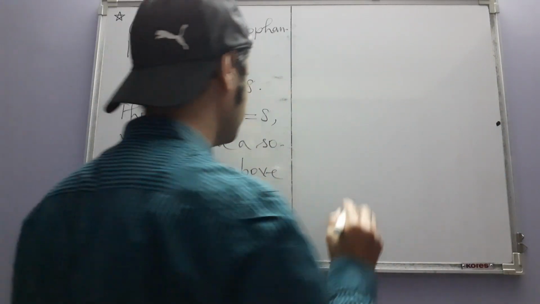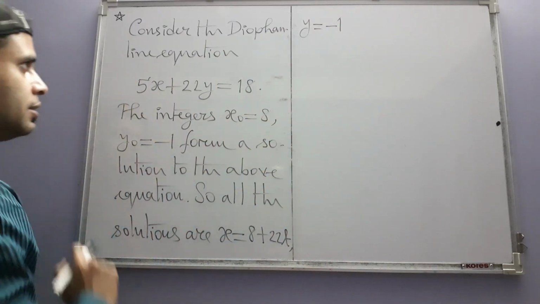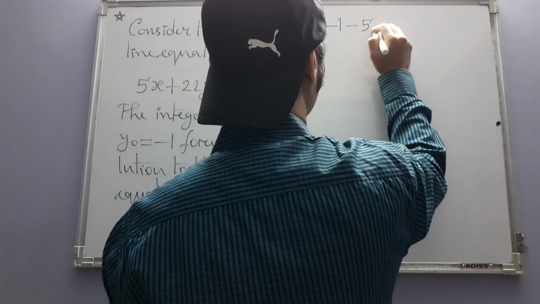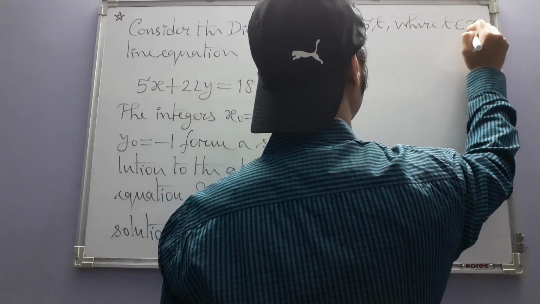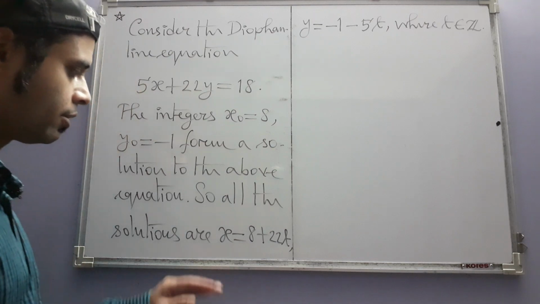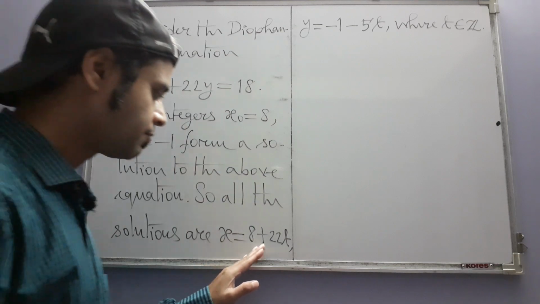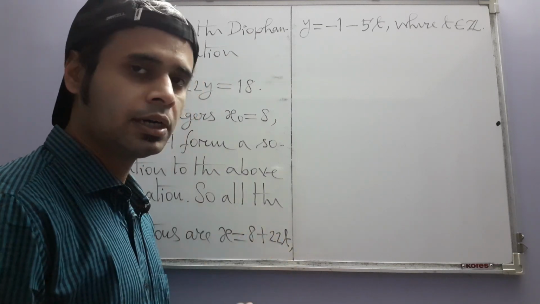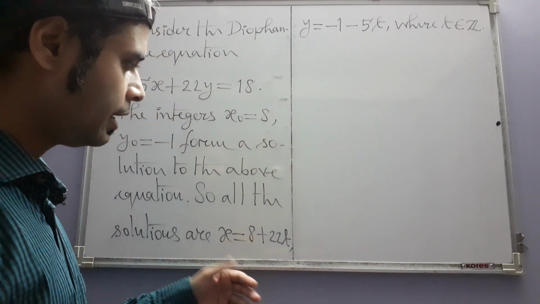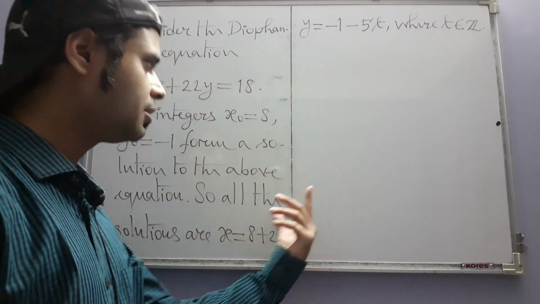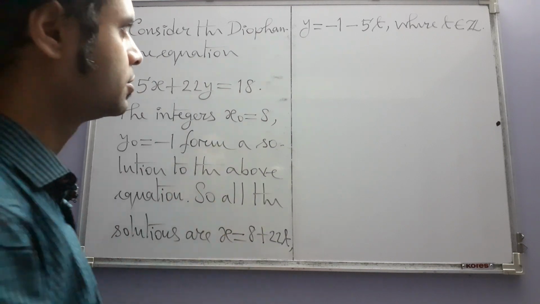And y equals y naught, which is -1 minus 80. Here a is 5, so minus 5t, where t belongs to Z. The fact that all the solutions are in fact this means two things. One of them is that for any integer t, these two will constitute a solution, and the second thing is that any solution actually has already been accounted for in this list of solutions. So that's why they are the only solutions.